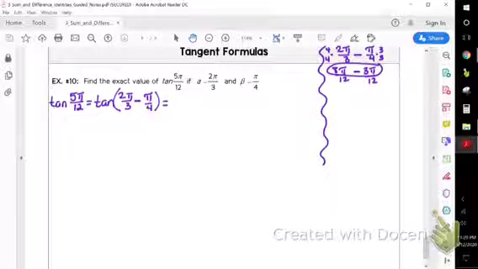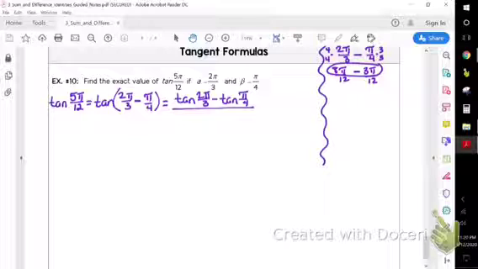Alright, so let's write out our formula. So it says tangent of alpha, the 2 pi over 3, minus tangent of beta, the pi over 4, over 1 plus tangent of our alpha, 2 pi over 3, times tangent of our beta, which is pi over 4.